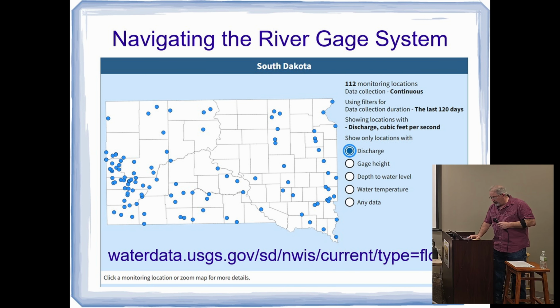And then if you go to waterdata.usgs.gov, they've just revamped their website. It didn't look like this before. But again, this is the same type of information that you can collect and read off of the different gauging stations throughout South Dakota. And you can pick whichever state that you're interested in. It works all across the country. You can select discharge, gauge height, depth of water level, temperature, or any data, and it'll show all the sites that are available. If you click on one, it's the same type of data that you'll get here, based on the choices that you select.